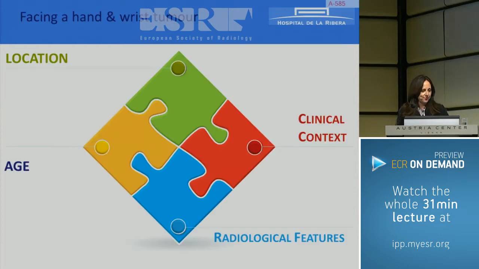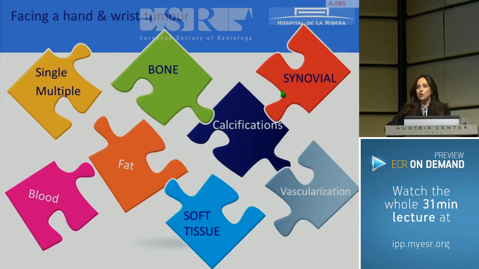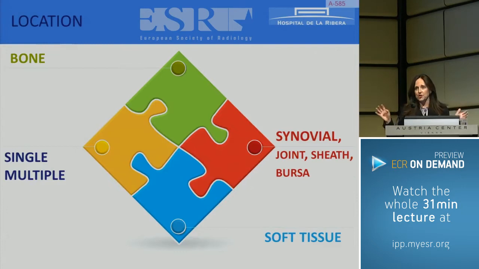bone tumors. So when we are facing a hand and wrist tumor, we have to look at where it's located, which is the clinical context, which are the radiological features, and which is the age of the patient. And with that, we have a huge amount of variabilities and features that we have to merge. And first, we have to merge where it is located. First, is it single or is it multiple? Is it in the bone, in the synovial tissue, or in the soft tissues?